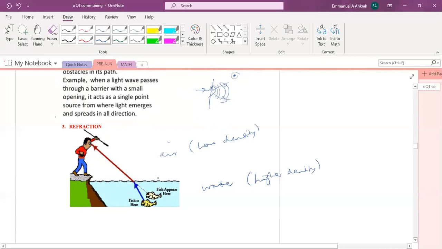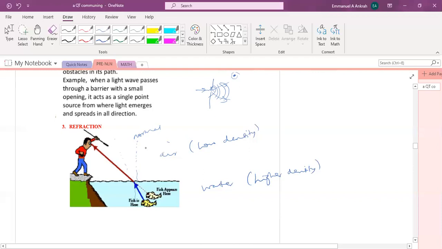So as the light travels from the water into the air, it ends up bending a little bit from what you call the normal. If I draw a line here perpendicular to the surface, this we call the normal. Instead of going straight, it bends away from the normal, which means it's traveling faster in the air. Light travels faster in the air than in water.